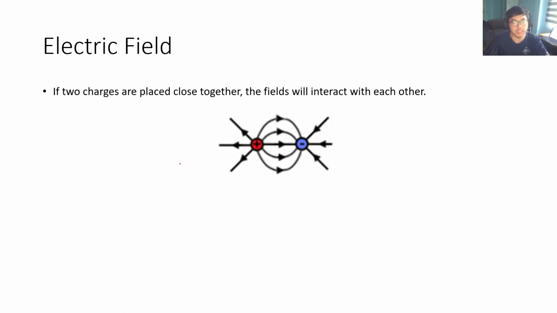If the two charges are placed close together, the field lines will interact, and it will look like this. So you can see the field lines will look like this. And then they're going to attract each other. You're going to need to be able to draw this for your exam.